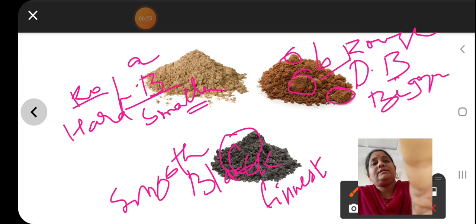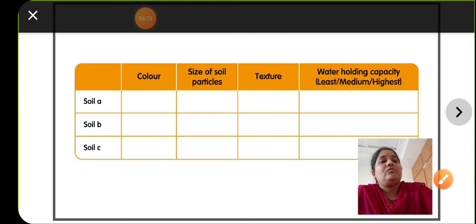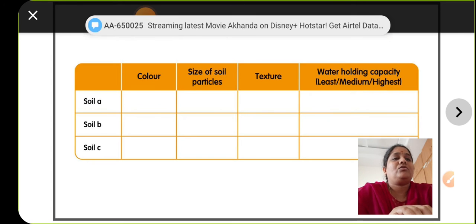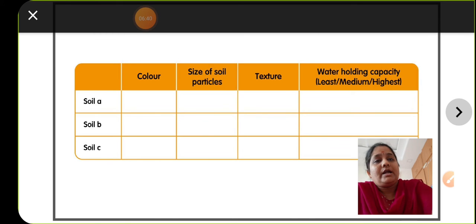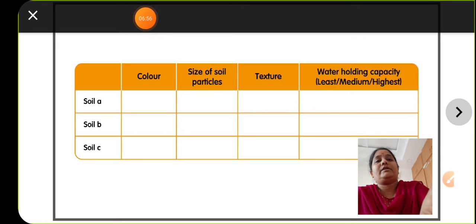But in the same tabular column, we have one more column, that is the water holding capacity of the soil. So to understand the water holding capacity of the soil, let us do a small activity, where we are going to take these three different types of soils. I will show you one type of soil, and the rest you do at home and send me the pics. So let us start our activity, children.